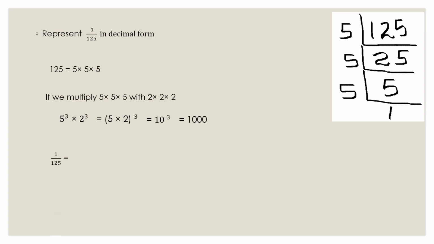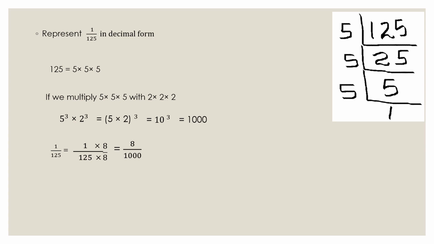Now my next question is, by which number will you multiply 1 by 125 in order to get a denominator 1000? Yes, it's 8. How did you get 8? It's 2 raised to 3. 2 raised to 3 is equal to 2 into 2 into 2, and it is 8. And we write it as 1 into 8 by 125 into 8, and this is equivalent to 8 by 1000.